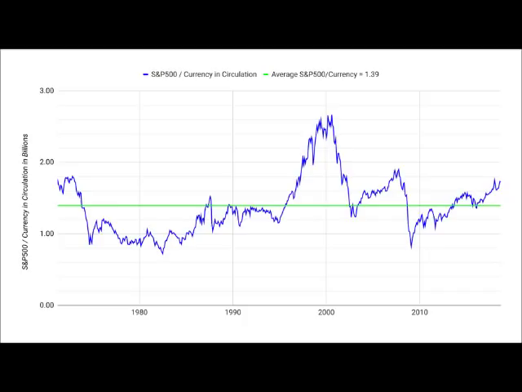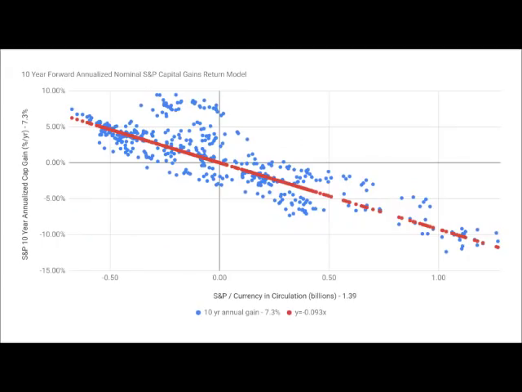So let's construct a model of capital gains similar to what we could do for gold and see what happens. Here I show all of the calculated 10-year nominal index returns plotted against the ratio of S&P 500 price to currency in circulation. You can see that the relationship is really quite good. The line is sloped in the other direction from that of the gold chart because, in this case, I made the S&P the numerator rather than the denominator.